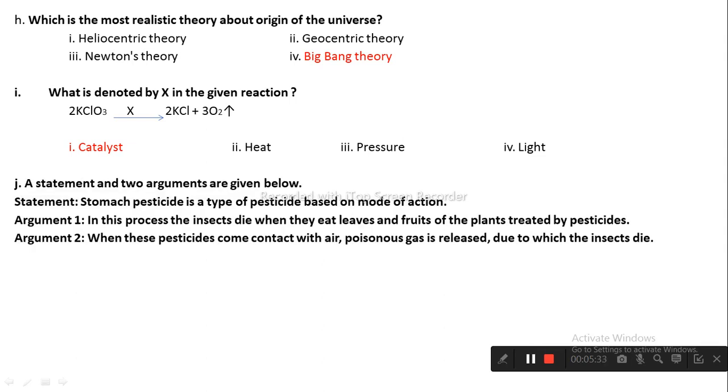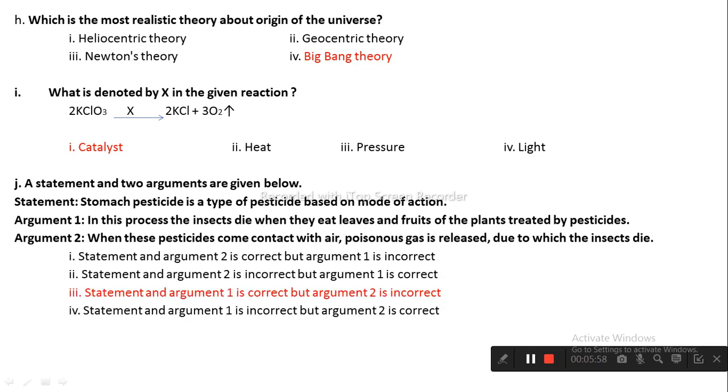Next one, a statement and two arguments are given below. Statement: stomach pesticide is a type of pesticide based on mode of action. Argument 1: in this process the insects die when they eat leaves and fruits of plants treated by pesticide. Argument 2: when these pesticides come in contact with air, poisonous gas is released due to which the insect dies. And option 3 is correct, that is, the statement and argument 1 are correct but argument 2 is incorrect.